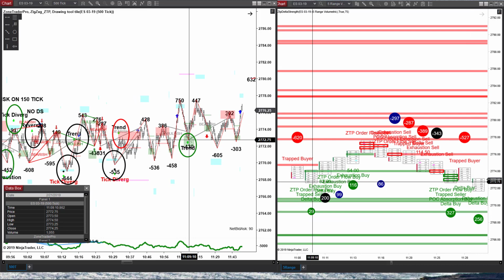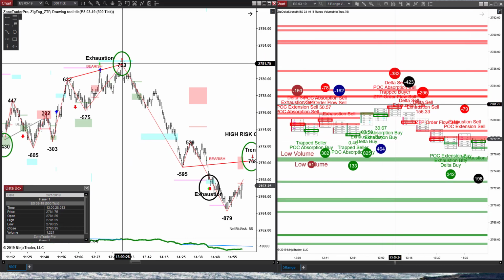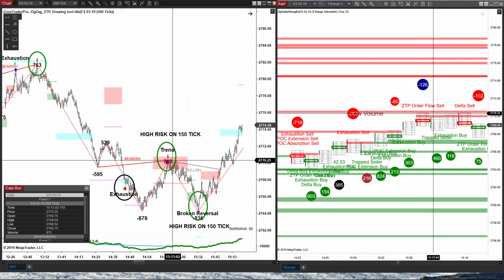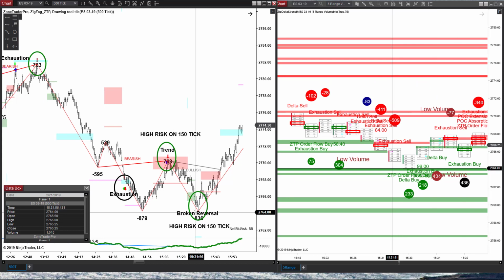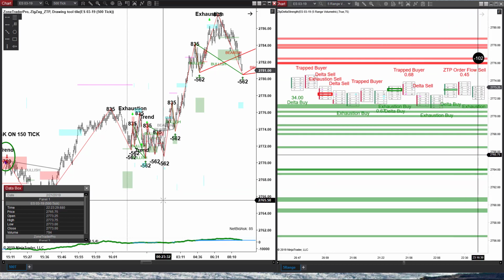We next had a successful trend trade followed by an exhaustion trade with bearish divergence. Here's an exhaustion pattern that was not a trade because there was not order flow. Here we had a successful trend trade with bearish divergence, although it was high risk on the 150 tick chart. Same with the broken reversal down here. We had high risk on the 150 tick chart, and that concluded February 21st.